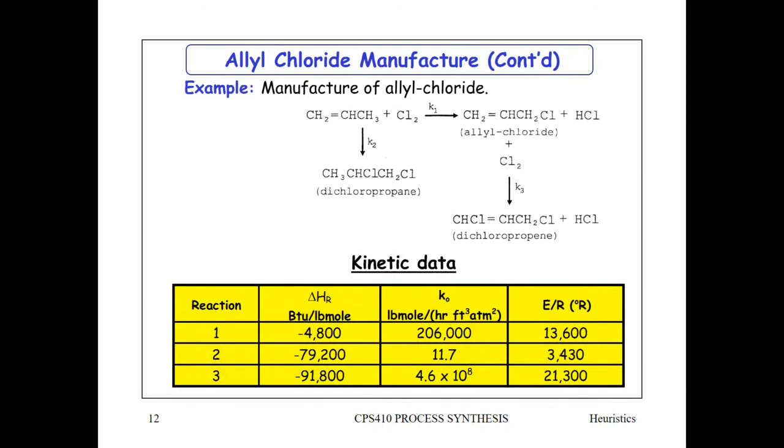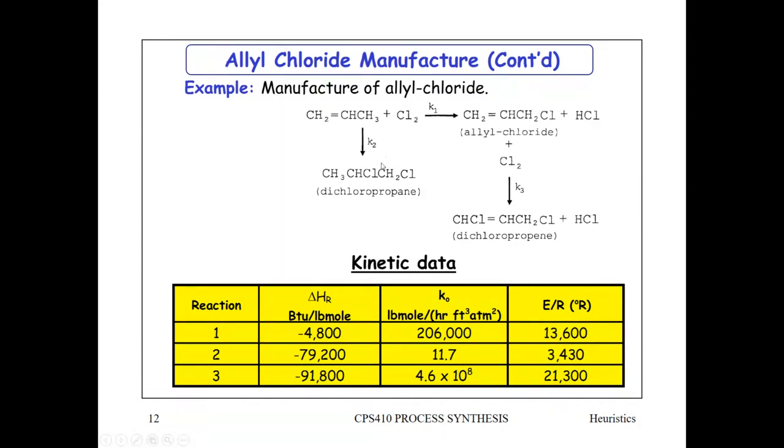Let's have a look at the kinetic data. Heat of reaction, not so relevant. K0, not so relevant. E over R is really important because that is how sensitive the reaction is to the temperature. So you can see that reaction 3, K3, is the most sensitive to temperature changes. If you push up the temperature, because the heat of reaction is negative, it will occur quicker.